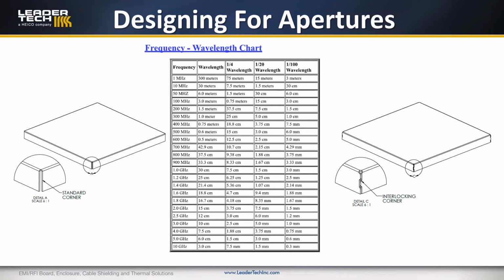So one design that we like to use is the interlocking corner. So you can see the shield on the right here. We've got an interlocking corner. So they're almost like teeth. When you form the walls of the shield down, the teeth interlock and break up that linear aperture. So rather than having one long seam like you do over here, you have several smaller openings to give you better shielding effectiveness.